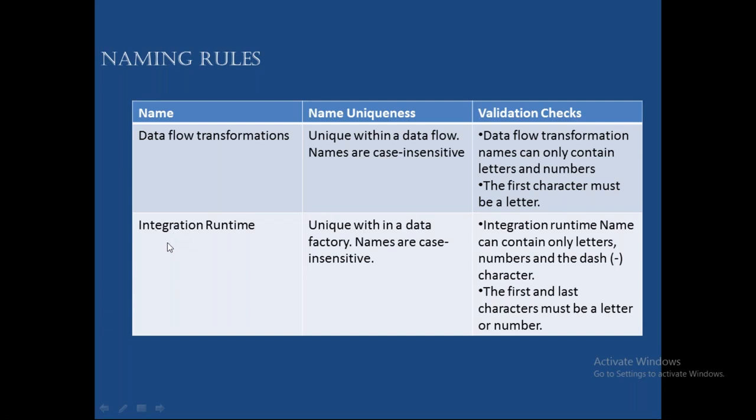When it comes to the integration runtime, we talked about this, but anyhow, we are going to create an integration runtime again now, so that's why I'm talking about this. Integration runtime names are unique within a data factory and are case insensitive. The same name can be used in another data factory, but you cannot use the same name for multiple integration runtimes within the data factory. An integration runtime name can contain only letters, numbers, and the dash. The first and last character must be a letter or number, not a dash. Understood, friends?